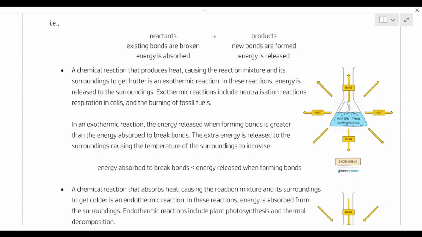So, in an exothermic reaction, energy is released to the surroundings because the energy that is released when forming bonds in the products is greater than the energy absorbed to break bonds. So, if you have more energy being given off when bonds are formed in the products than you have energy being taken in when bonds are broken in the reactants, obviously there's going to be a net giving off of energy. That is the characteristic of an exothermic reaction. And that extra energy is released to the surroundings, which causes the temperature of the surroundings to increase.